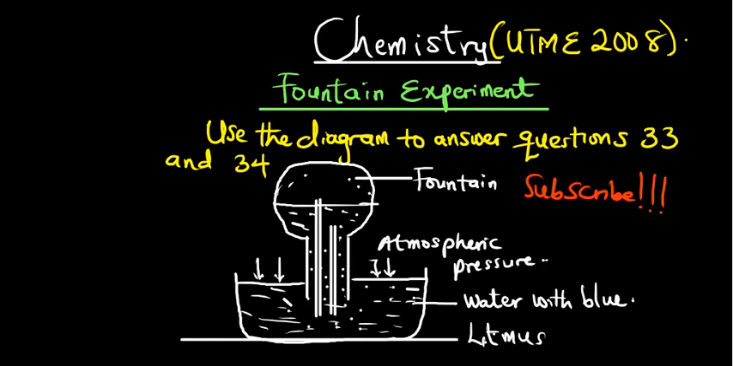So what we are doing in this episode is the fountain experiment in chemistry. It's one of the important aspects of chemistry that you should take note of. So without wasting much of our time, let's do it. This is the diagram they gave us. They now say use this diagram to answer questions 33 and 34. So let's go to the questions on the next slide.